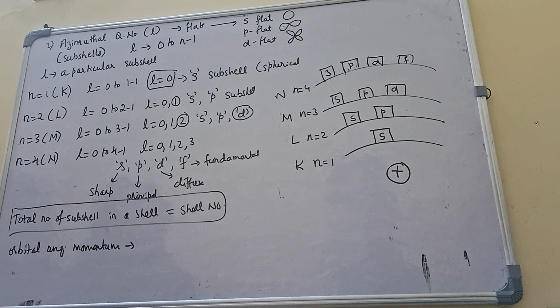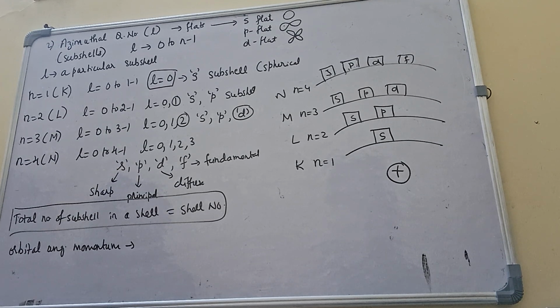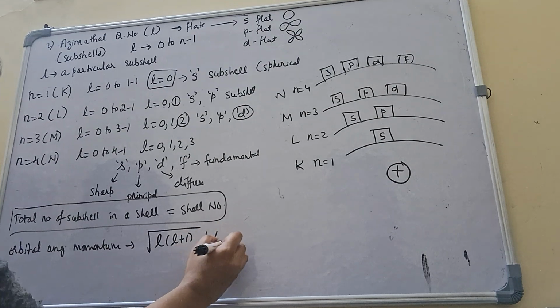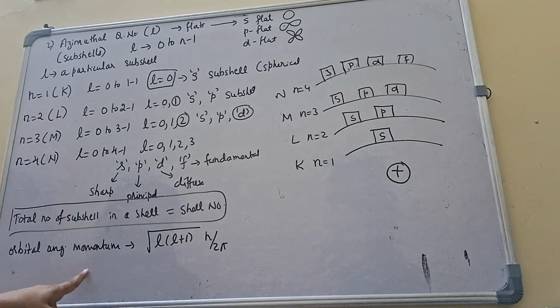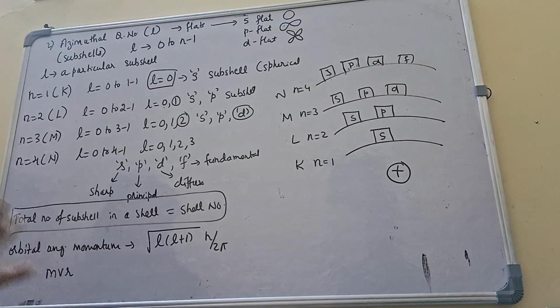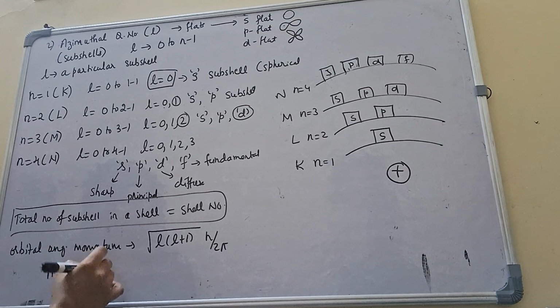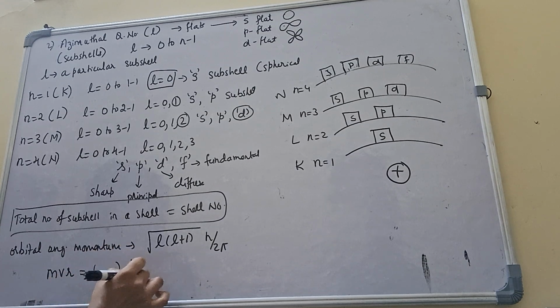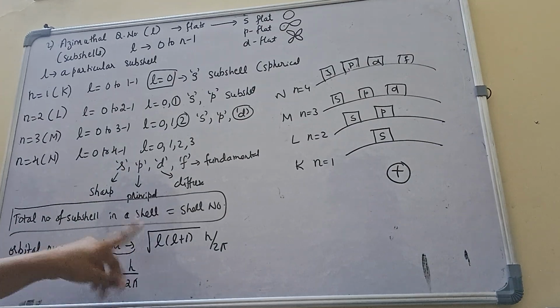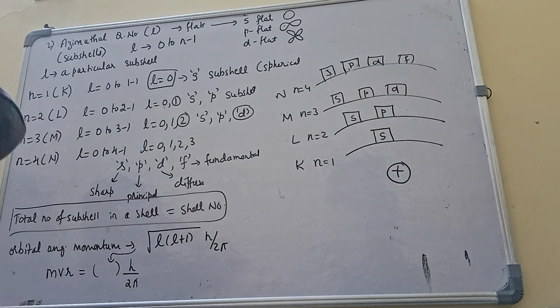What is this angular momentum? Angular momentum in an orbit is nothing but mvr, and that is given as √(L(L+1)) h/2π. What is the meaning of this? This is something that we have done in Niels Bohr's theory. Angular momentum is mv into r. mv is the linear momentum, you multiply by r, this is angular momentum. It is an integral multiple of h/2π. That integral multiple, now we are understanding what the value is. It is √(L(L+1)).